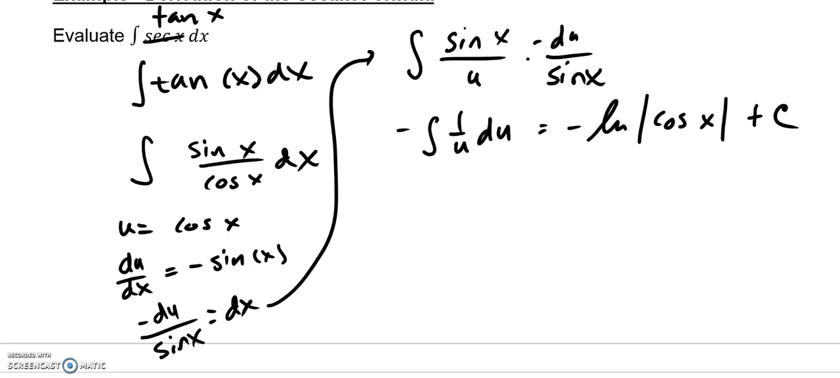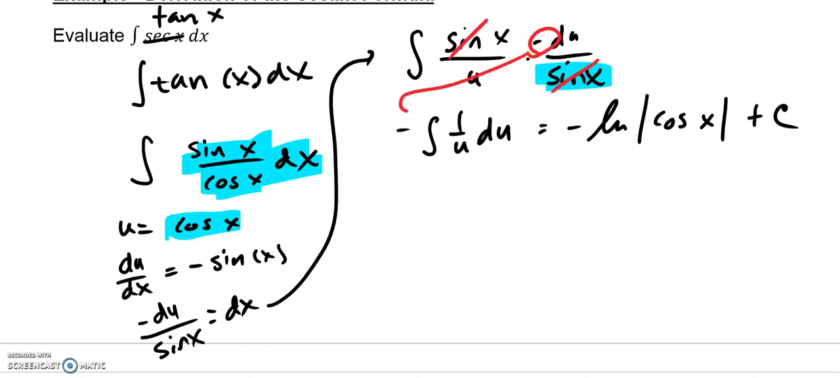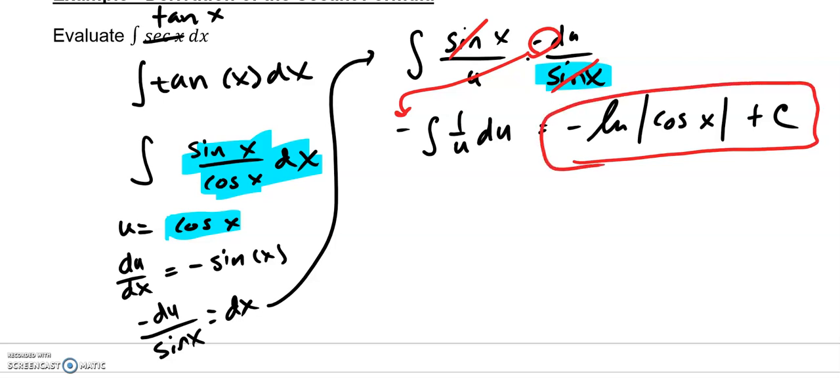If we switch our tangent to sine over cosine, and use u as cosine, we're going to end up dividing by the derivative of that, which is negative sine. And when we do that, that's where your sines will cancel. We still have that negative up front, but now it's negative the integral of 1 over u, and that's just negative natural log of the absolute value of cosine of x plus c. Okay, so it took a little bit of trickery there, but we were able to figure out how to rewrite tangent so that we can actually integrate it.